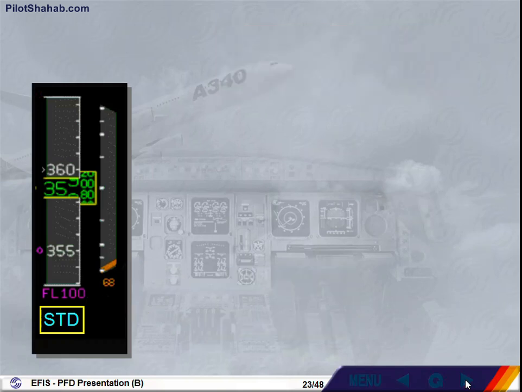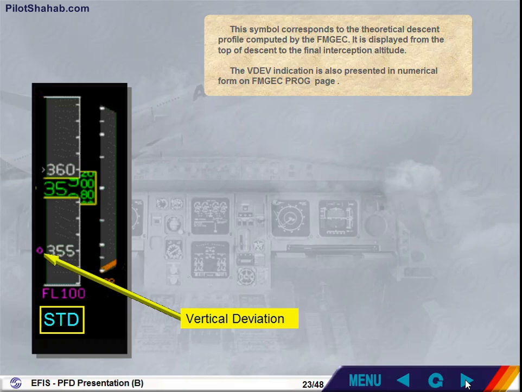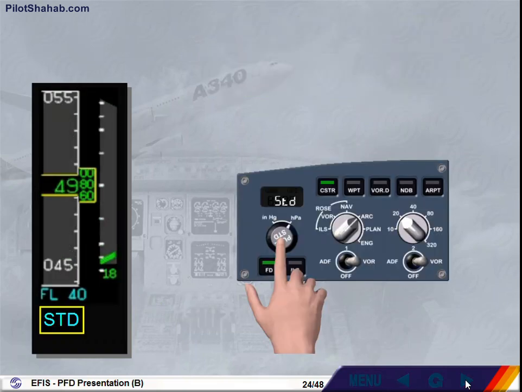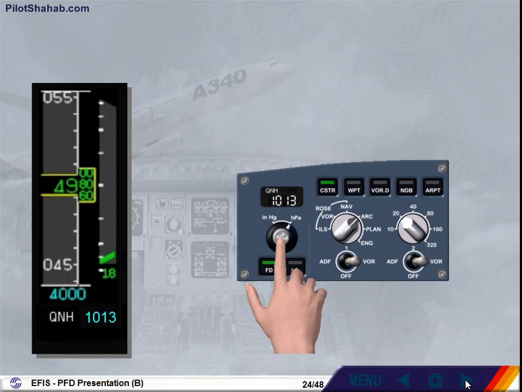This symbol corresponds to the theoretical descent profile computed by the FMGEC. It is displayed from the top of descent to the final interception altitude. The vertical deviation indication is also presented in numerical form on FMGEC progress page. At the transition level, the baro reference is set to show QNH by pushing the baro selector knob on the EFIS control panel.